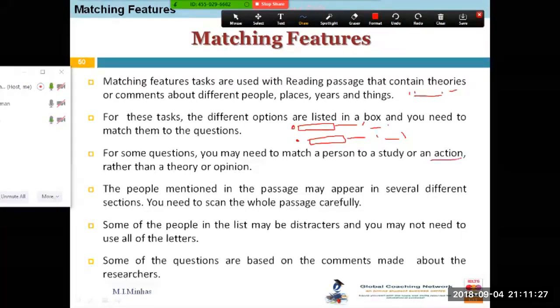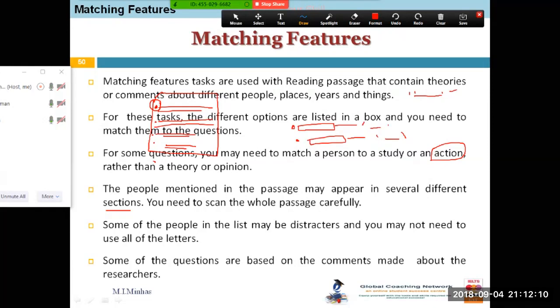So now that is an action. That is not a theory, right? Now the people mentioned in the passage may appear in several different sections. Remember this thing. In your passage, they may talk about Abdurrahman's work here. Then they may talk about Dr. Shumaila's work here. Then they may talk about Shakil's work here. And then again, they may talk about Abdurrahman's work. And then again, they may talk about Shakil's work. So the name of that person will appear multiple times in the passage.